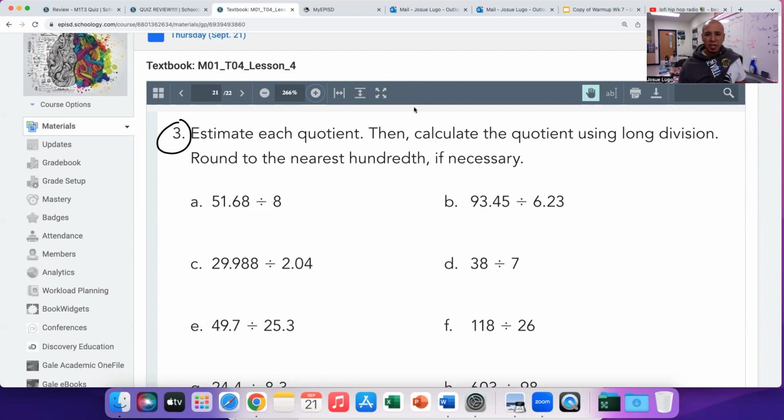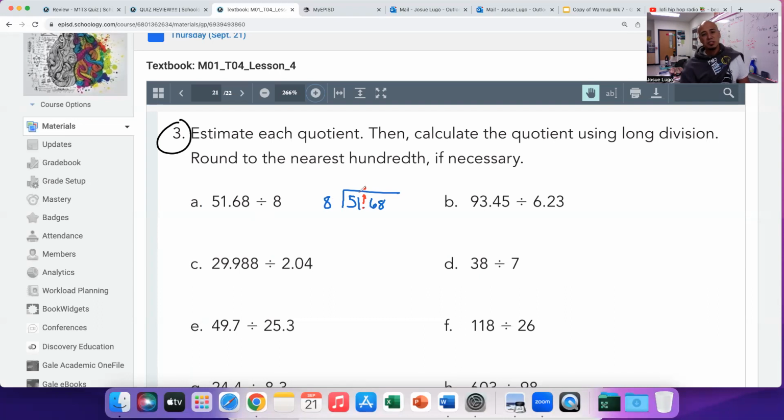So we can see here on number 3A, we're given 51 and 6800ths divided by 8. As we write this down, remember the first number is the one that goes inside the division box. So 51 and 6800ths goes inside the division box, divided into 8. We do have a decimal on the inside, but there's nothing wrong with that. All we need to do is remember that the decimal will go up here, and we just divide normally.